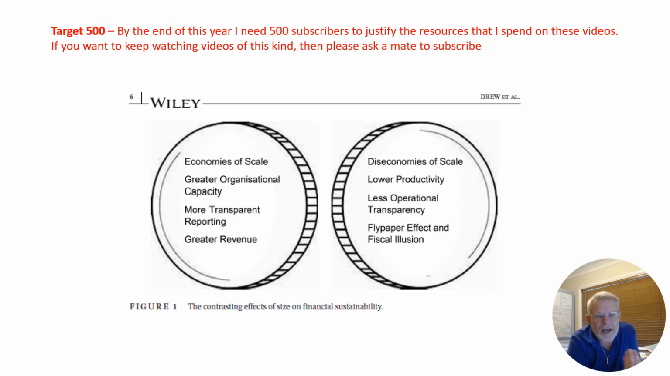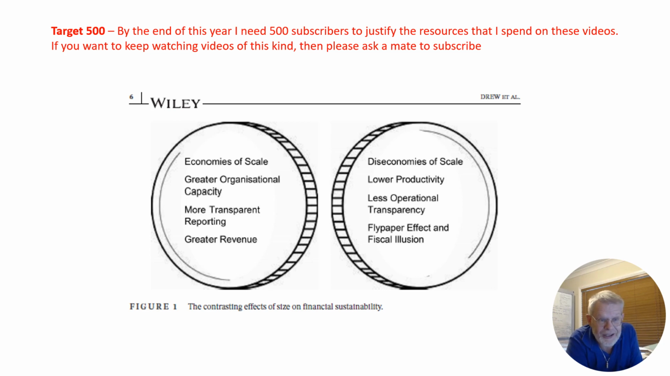So first of all, we go through neoclassical economic theory to explain that there's two sides of the size coin when it comes to financial sustainability. People just focus on what happens as you get bigger. They never look at the other side of the coin. Typical people, they want a particular answer. They only look for things that support that particular answer.